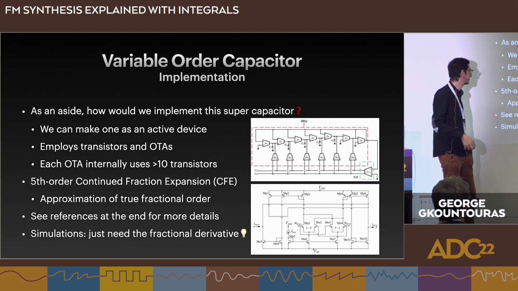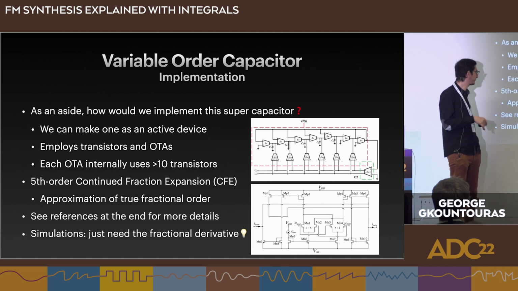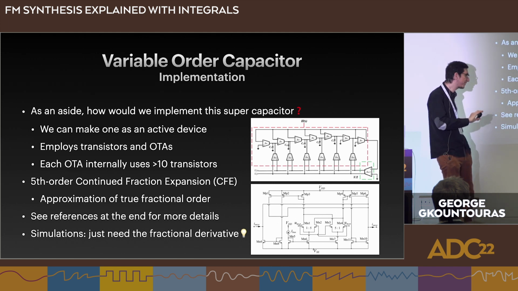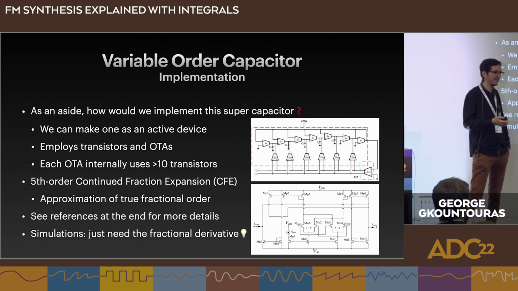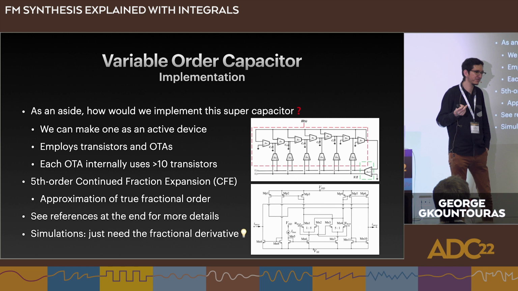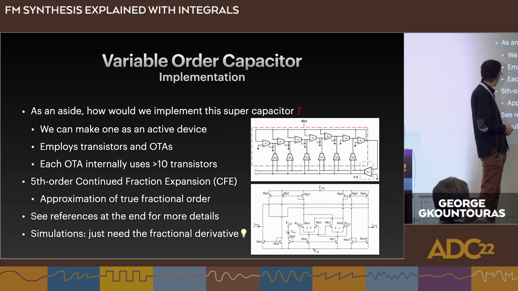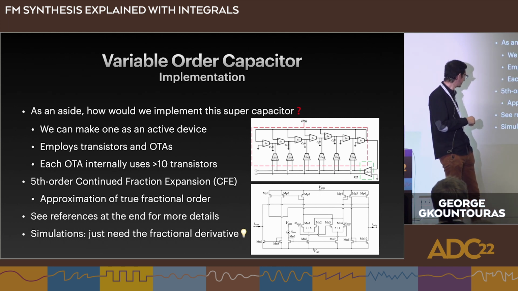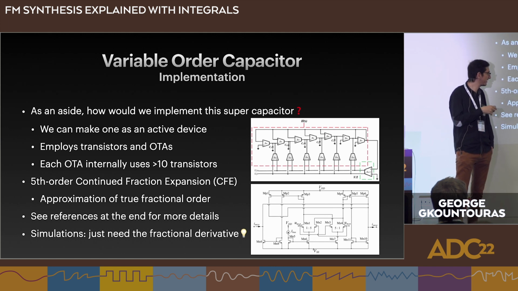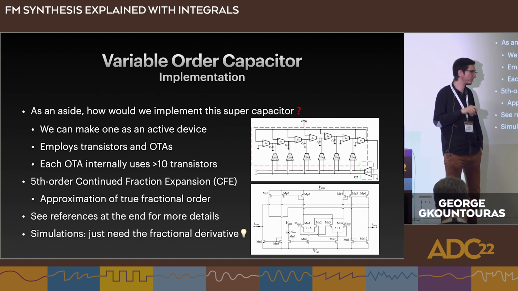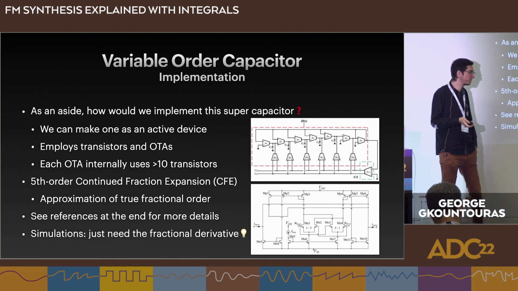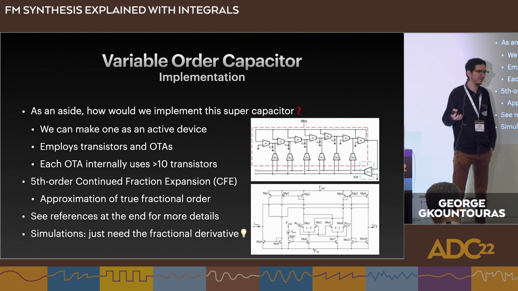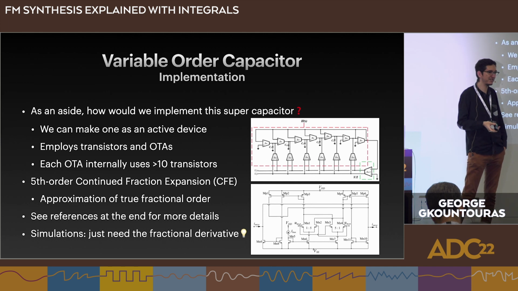So what this implements is a fifth order continued fraction expansion, so it's not the actual fractional derivative, but it's a good enough approximation in the, I think, 10 hertz to 100 kilohertz range, which is good enough for audio. You can see the paper I linked at the end for more of this if you're interested. But when it comes to simulations, we don't really care about the physical implementation. We only need a way to have a fractional derivative, right?